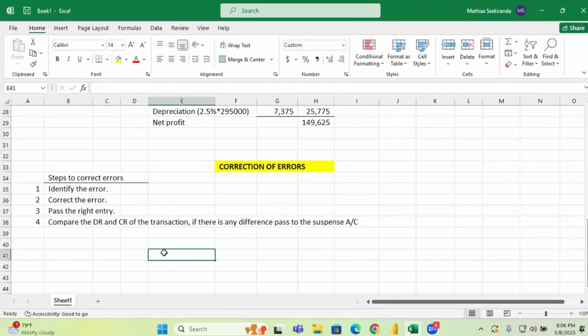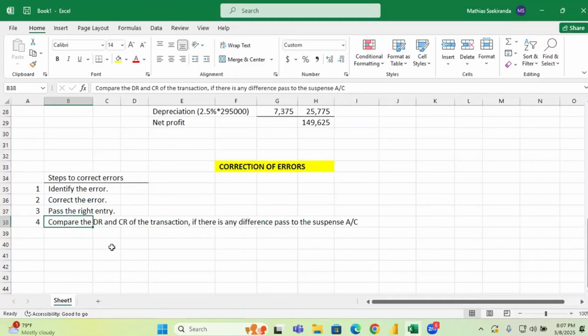The last statement simply means that not at every transaction shall we be having a suspense. We shall not have a suspense at every transaction of correction of errors. We only have a suspense if, after correcting the error and passing the right entry, the debit is not equaling the credit, and the difference is what we shall be taking to the suspense. But where you have corrected the error and you have passed the right entry and the debit is equaling the credit, then there is no need of passing a suspense account.